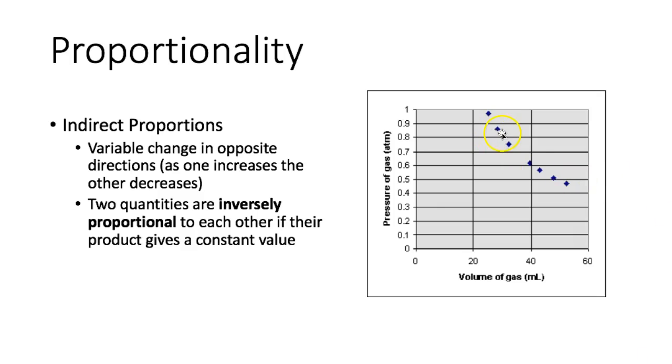As we look at this graph, we can see that as I increase the volume of the gas, I'm decreasing the pressure. So I increase the volume, I decrease the pressure. If I decrease the volume, I'm increasing the pressure. So they're opposites. They're changing in opposite directions.